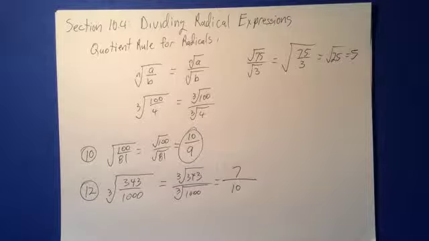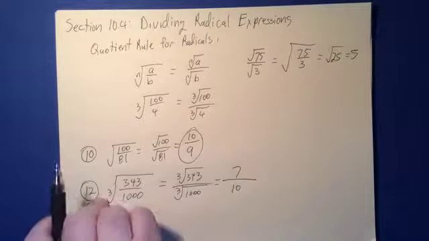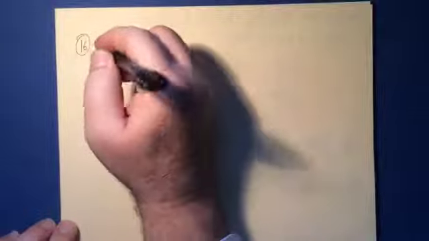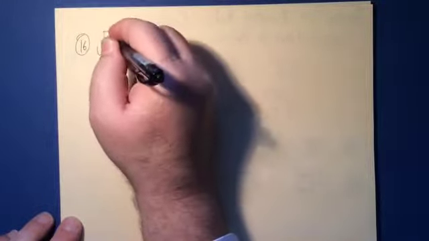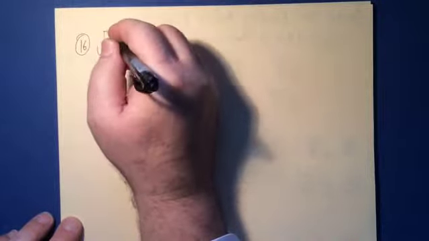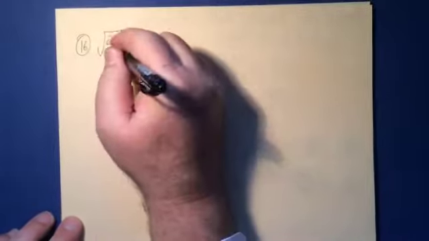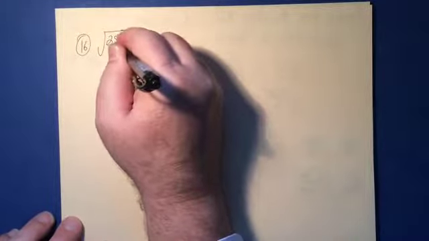We'll go ahead and take a look at maybe three problems that are going to involve some variable expressions as well, and see how we go through with the simplification of these. So let's go ahead now to question number 16, where we're going to have the square root, this is going to get big, of 25a squared divided by b to the 6th.